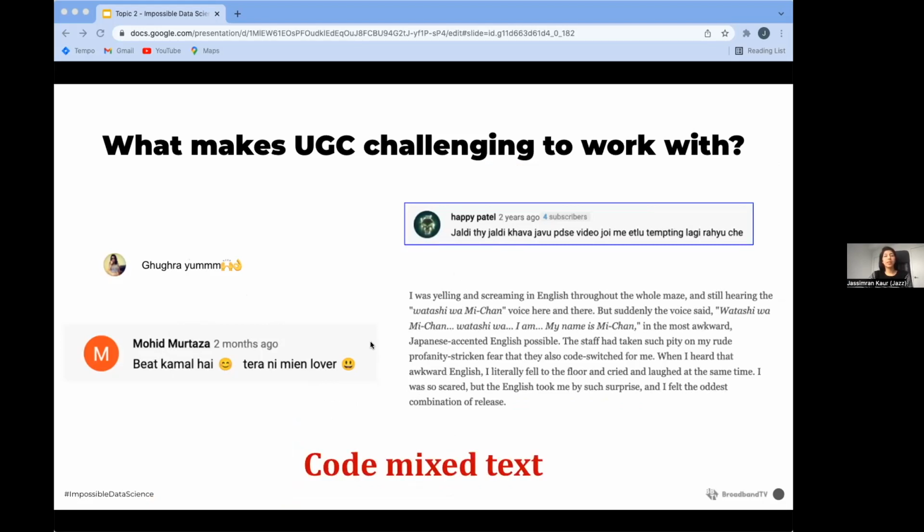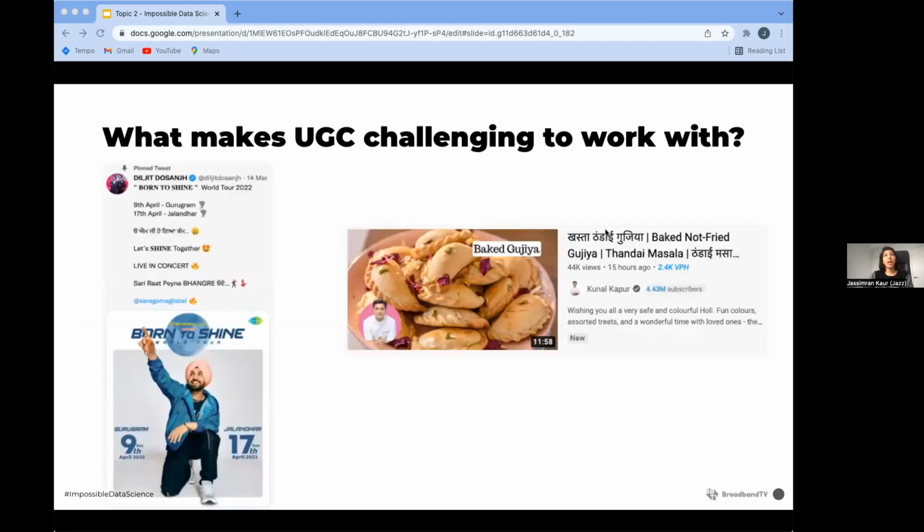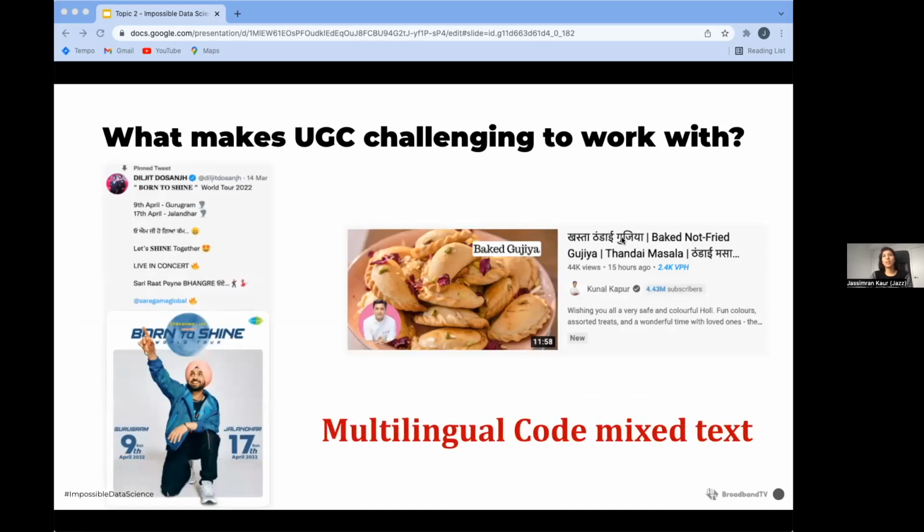It's all code mixed. Person is trying to say something in maybe Hindi here, but it's all code mixed. More challenges here. Now you have multilingual and code mixed text. So for example, masala, right? That's like used for Indian curries, but we use that word as if it's native to English language. It's really not. But then there are like more languages, then there are English texts, which is not really English. So now this makes it even more complex, multilingual and code mixed.